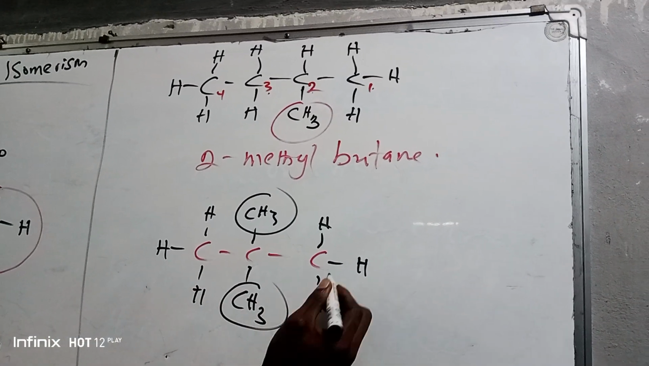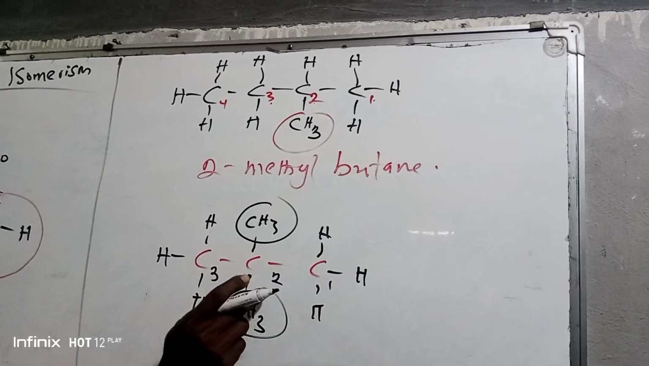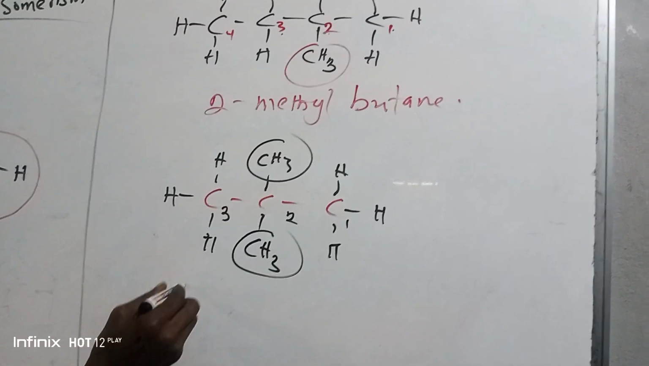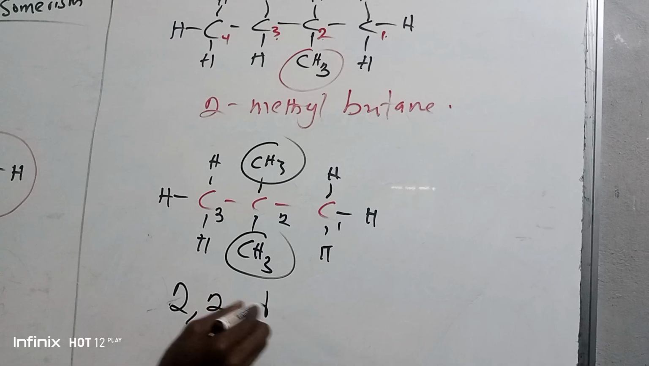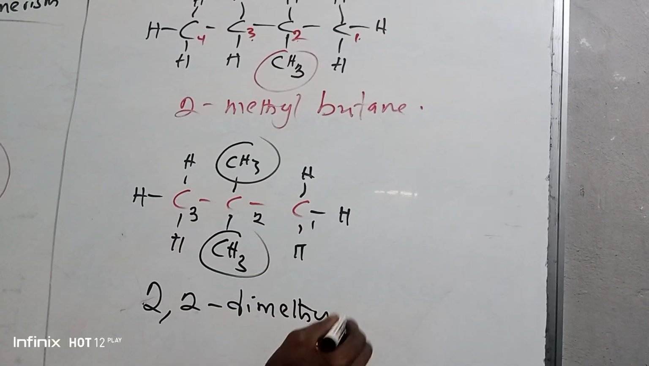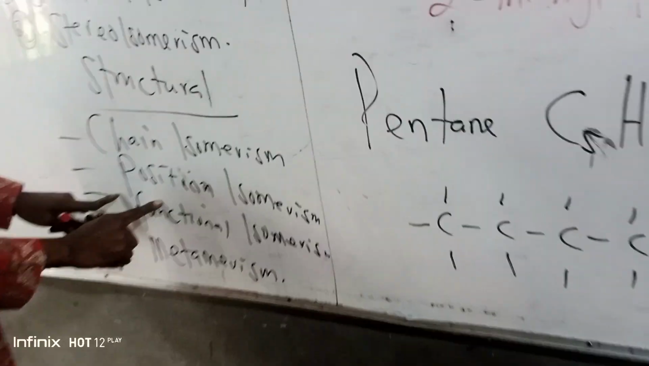So what I have here now, if this is my carbon 1, carbon 2, and carbon 3, on position number 2, carbon 2, we have 2 methyl groups. So what I have here is 2,2-dimethylpropane. 1, 2, 3, propane. Now, what I have here is an isomer of pentane.